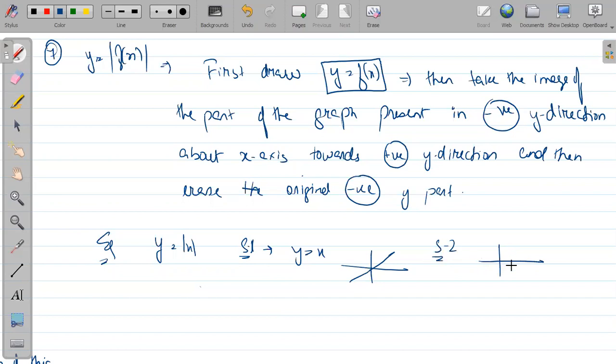So you have to take the image of this part of the graph which is present in negative y direction. That means you have to take the image of the part of the graph which is present in negative direction. You will get this one. Now you have to remove this part. So step 3, remove this part. So you will get what? This V-shaped curve, which you already know.